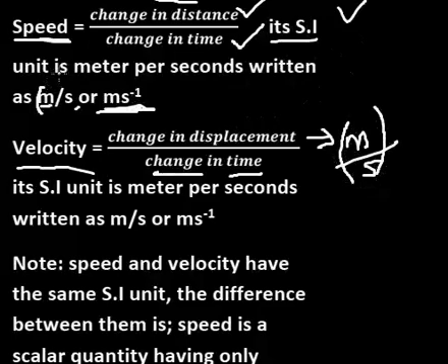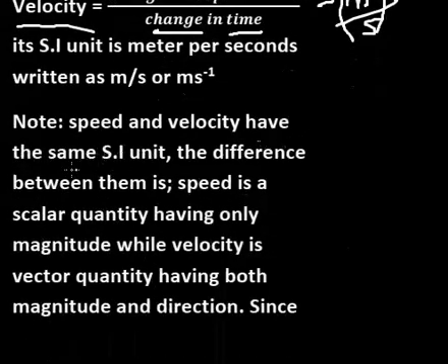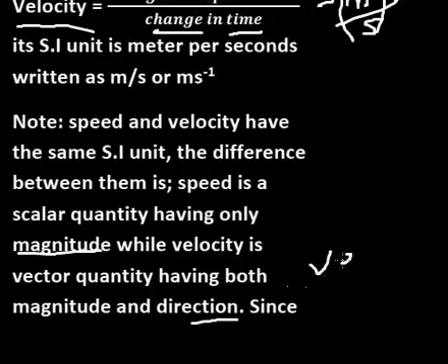The difference between them is that speed is a scalar quantity having only magnitude, while velocity is a vector quantity having both magnitude and direction. So they are the same, except that one has direction, which is velocity. Why? Because velocity is expressed in displacement, and displacement is distance in a specified direction.